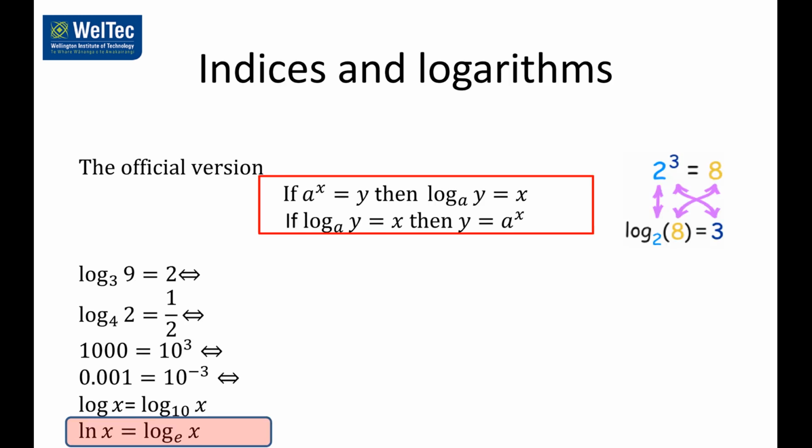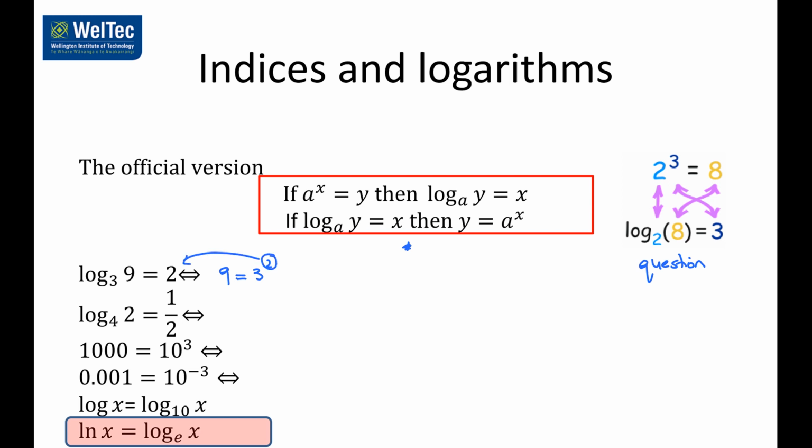Some people like to remember a colourful little picture there. 2 to the power of 3 equals 8. So log to the base 2 of 8 is 3. If you just remember it as a question, you'll be fine. What power of 2 is 8? The answer is 3. And there's the official version there. That's fine. Okay, let's finish these statements here. Log to the base 3 of 9 is 2, and that is true because 9 equals 3 to the power of 2. That is the same as that.